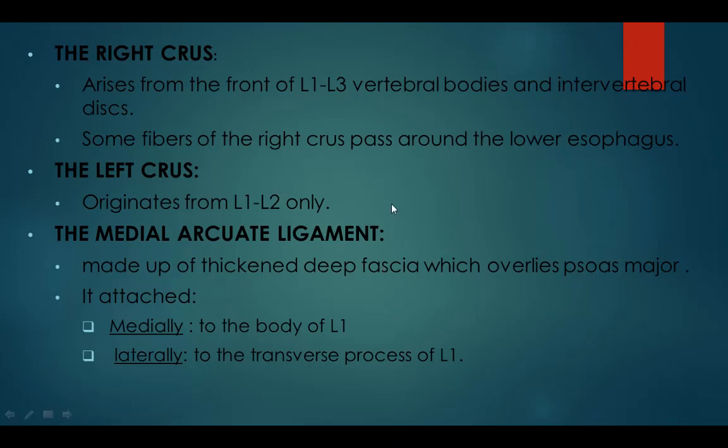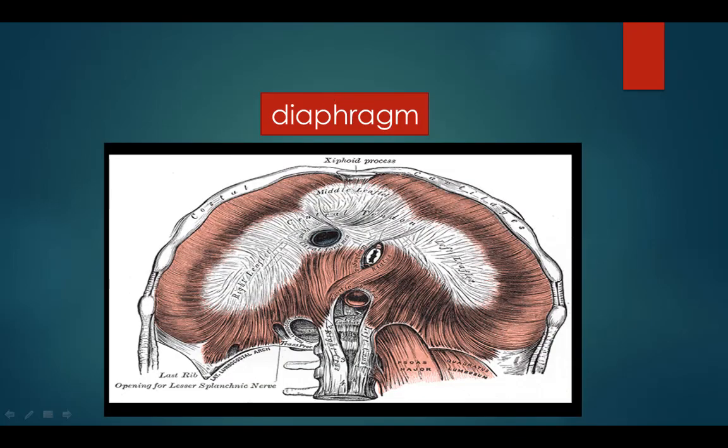So the right crus arises from the front of the L1 to L3 vertebral bodies and intervertebral discs. Some fibers of the right crus pass around the lower esophagus. The left crus originates from L1 and L2 only. So the right crus is a little bit lower than the left one. The left goes only to L2, but here up to L3, as you can see in the picture. So here this is the right crus, going L1, L2 and L3, whereas the left is only L1 and L2.